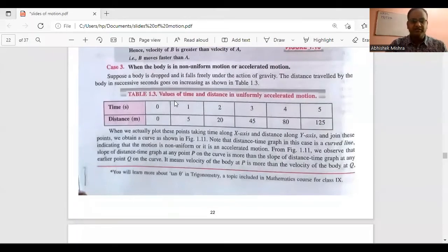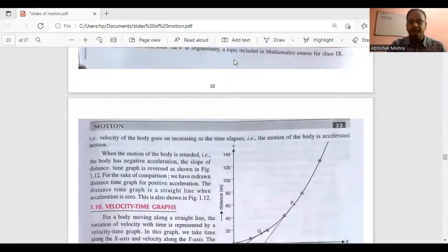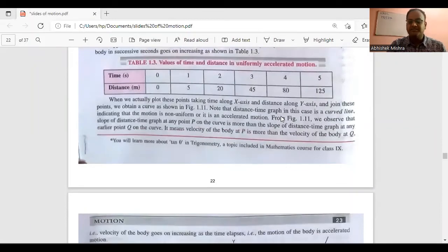So for this, the different values of the time and the distance are given. And we were discussing that when we plot these points, taking time along the x-axis and distance along the y-axis, and join these points, we obtain a curve which is shown in the figure. As I discussed with you, we will get a curved line. Note that the distance-time graph in this case is a curved line, indicating that the motion is non-uniform.